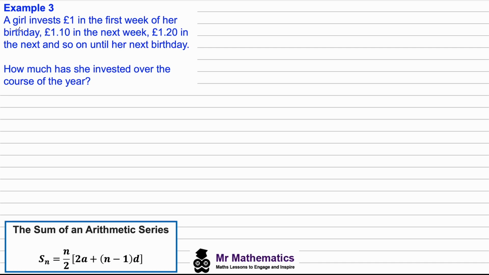Okay, so in example 3, we're told that a girl invests £1 in the first week of her birthday, £1.10 in the next week, £1.20 in the next week, and so on until her next birthday. How much has she invested over the course of a year? So perhaps you want to try this question yourself. You can pause the video, and when you come back, we'll go through the worded solution.